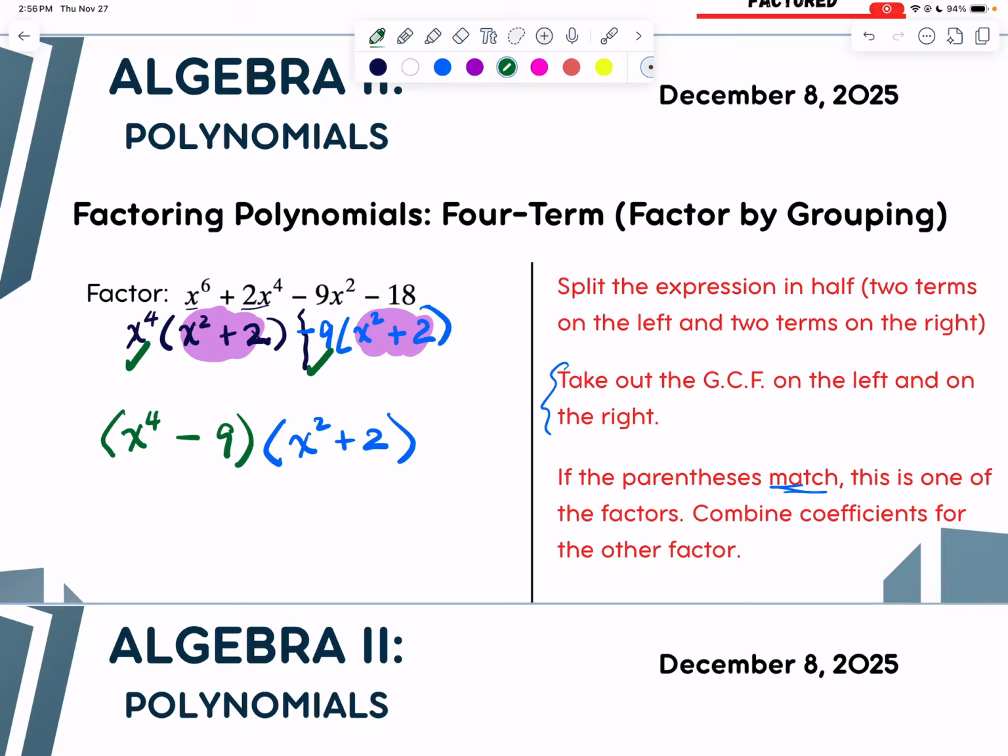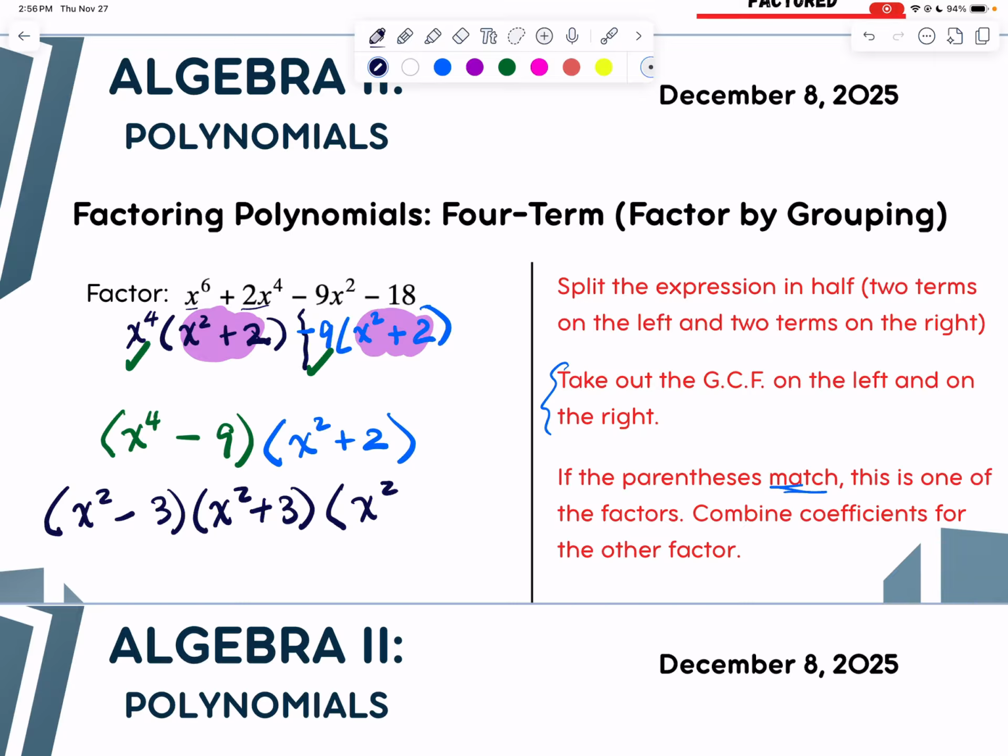Now at this point, we are not done yet because we need to check to see if we can factor any of these binomial expressions any further. And so we want to think about our binomial patterns, which are the difference of 2 squares, the difference of 2 cubes, and the sum of 2 cubes. And notice that this is a perfect square and this is a perfect square. So this is the difference of 2 squares, which means we can go further. The square root of x to the 4th is x squared. The square root of 9 is 3. And so we have x squared plus 3 and x squared minus 3. And the order doesn't matter there.